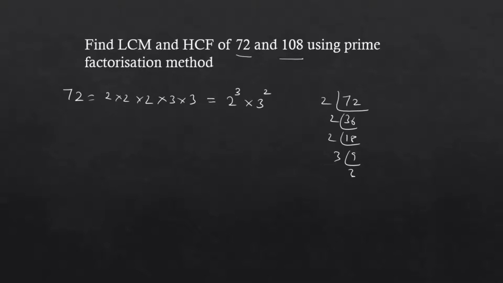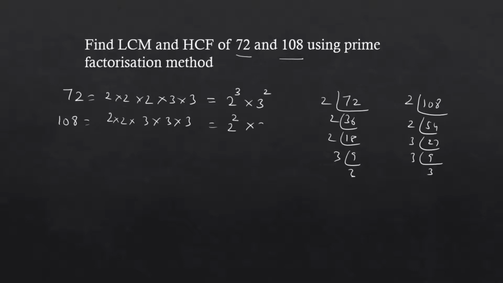And what about 108? 108 splits to 54, 2 27s, 3 9s and 3 3s. So 108 is equal to 2 into 2 into 3 into 3 into 3. That means 2 came 2 times and 3 came 3 times. So as we have prime factorized them, using these we try to find HCF and LCM.